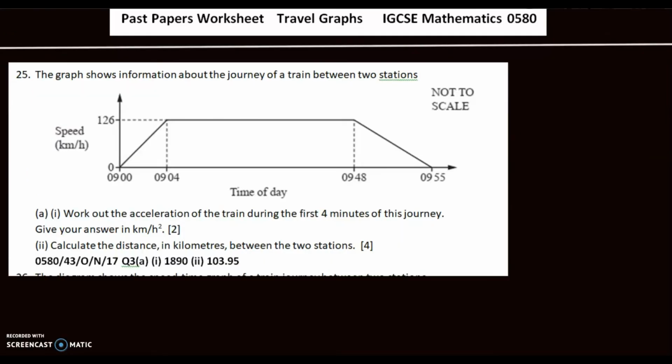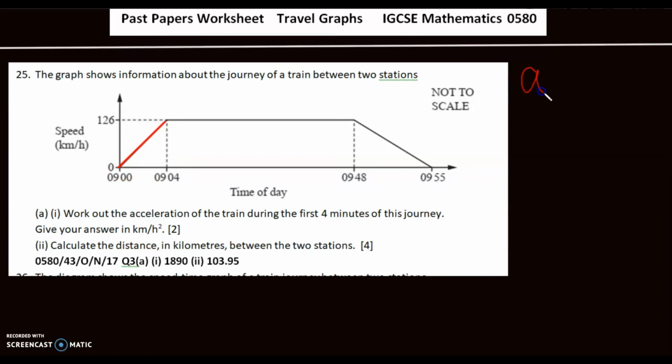Okay, the next question, the diagram shows information about the journey of a train between two stations. Work out the acceleration of the train during the first 4 minutes of this journey. Give your answer in kilometers per hour square. So we have to find the acceleration in the first 4 minutes, which means slope of this, but there's a unit conflict in the question. This is in kilometers per hour and this is in minutes. So be careful about that.